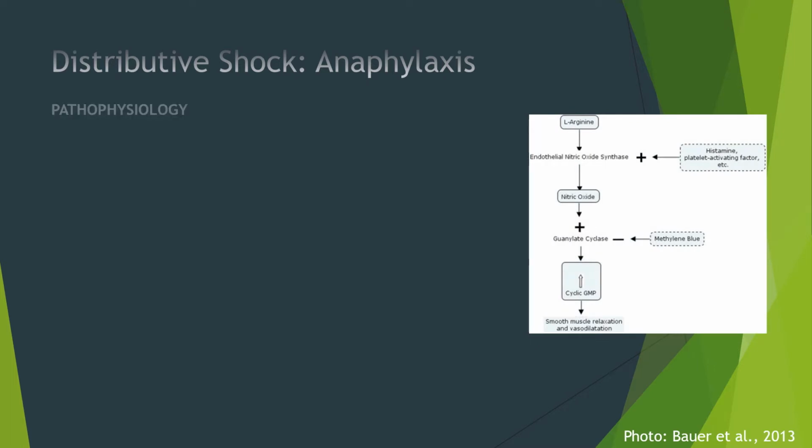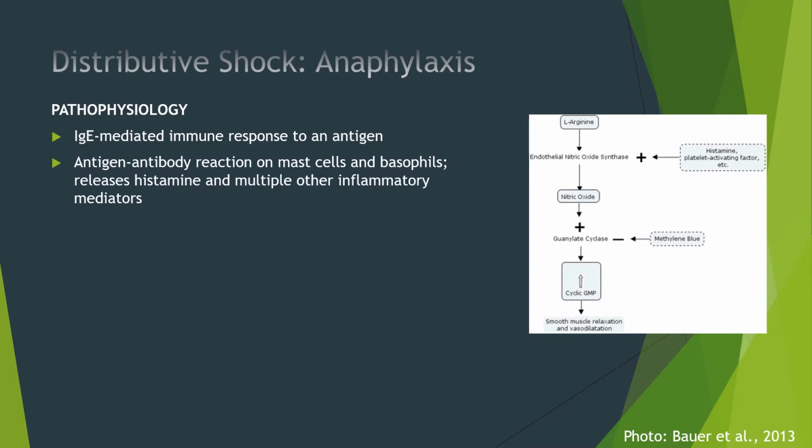Pathophysiology of anaphylaxis. Anaphylaxis is an immunoglobulin E mediated immune response to an antigen. IgE is an antibody that is formed in response to exposure by the body to antigens or a specific allergen, and IgE is found on the surface of mast cells and basophils. The antigen-antibody reaction on mast cells and basophils causes the release, or the degranulation, of these cells, which causes the release of histamine, heparin, tryptase, and chymase, amongst others.